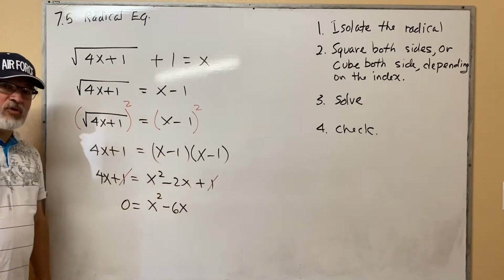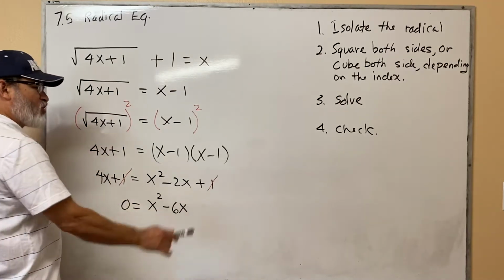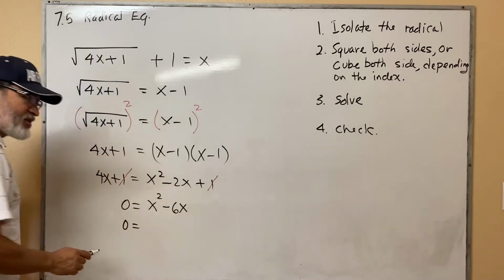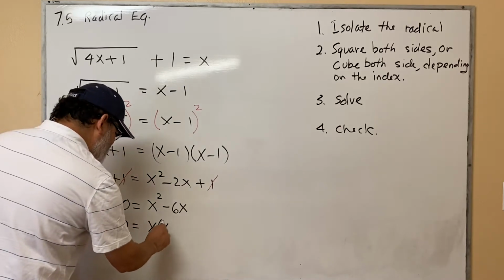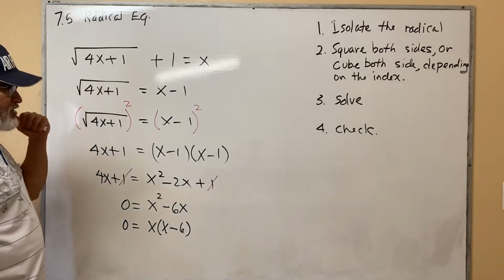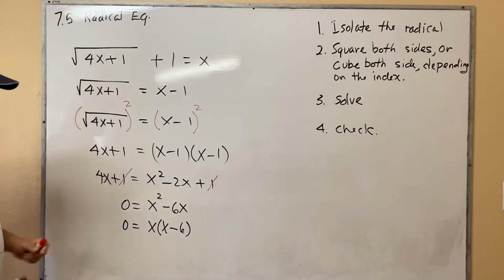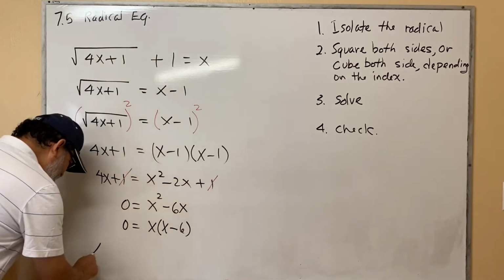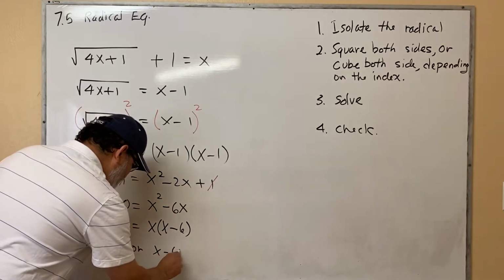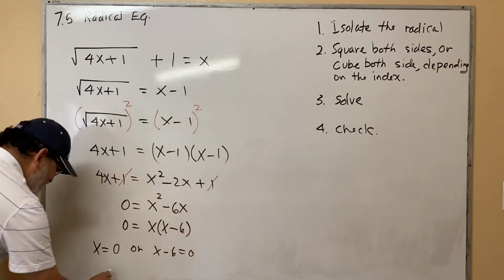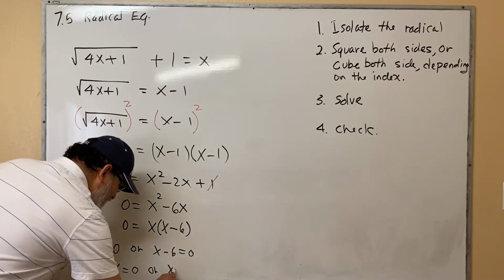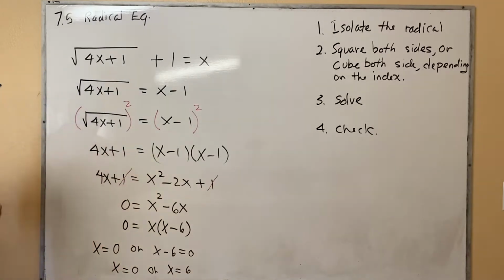One side is 0. How do we solve? Factor the quadratic side. So 0 equals, take out the greatest common factor, which is x. X times x minus 6. Okay? And now, by the power of the zero factor property, the first factor x equals 0, or the second factor x minus 6 equals 0, which means that x equals 0 or x equals 6. Okay?